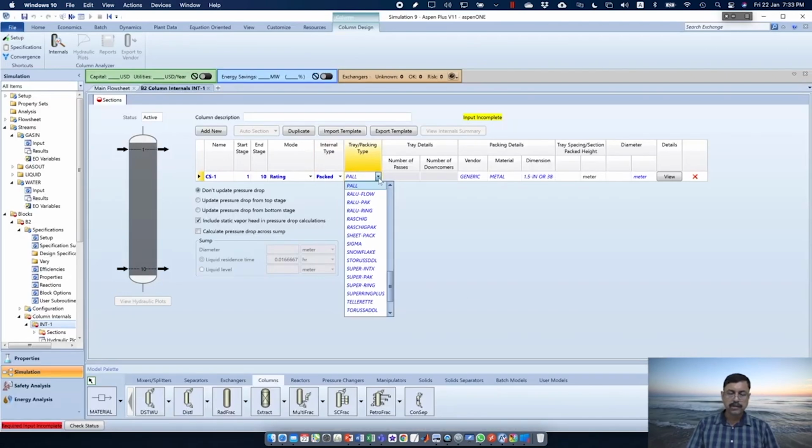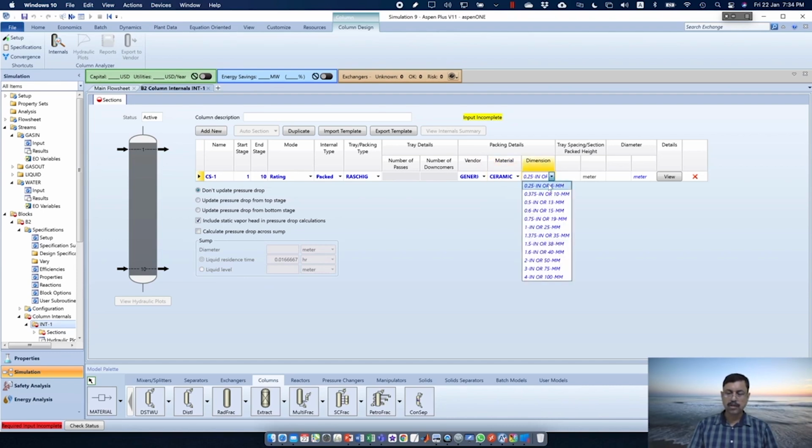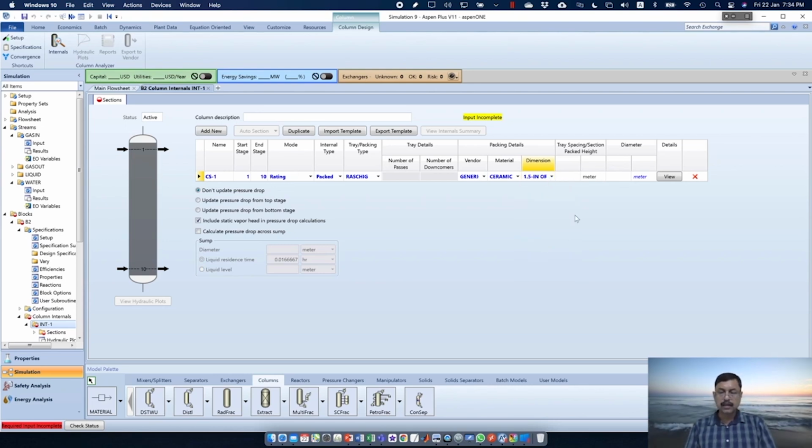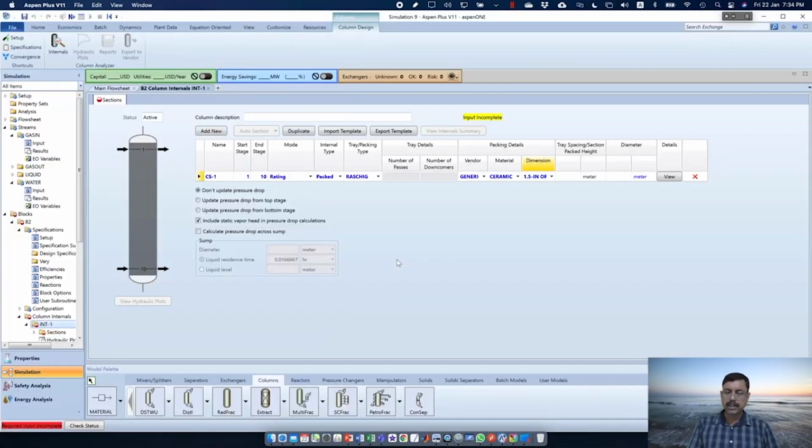So we say Raschig ring, generic vendor, material is ceramic, and dimension 1.5 inch. And then for packing, it is said 2 meter height and diameter 0.5 meter. So section packed height is 2 meter and diameter is 0.5 meter. So the information is complete. We can run the simulation.